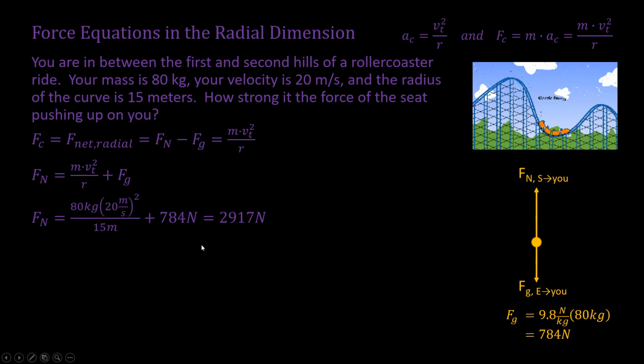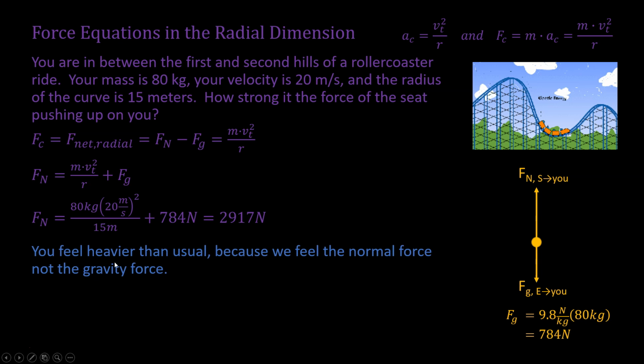2,917 newtons. At the bottom of the roller coaster, you feel heavier than usual because we feel the normal force, not the gravity force. And at the bottom of the hill, the normal force is 3.7 times greater than the force of gravity. So when you're just sitting in your chair in the classroom, the normal force of the chair pushing up on you is equal to the gravity force. So that's what you're used to feeling.